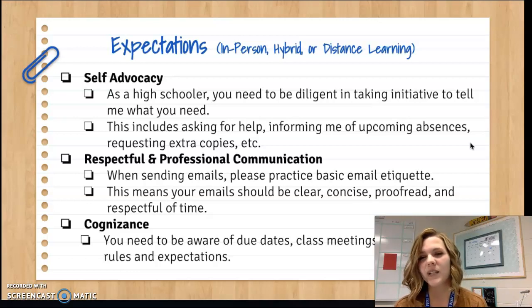I'm also going to expect cognizance from you. So this simply means that you need to be aware of due dates, class meetings, and classroom rules and expectations. It's not enough to just say, well, I didn't know about it. You're expected to know. So if you have questions about anything, be diligent and tell me what you need, asking those questions.